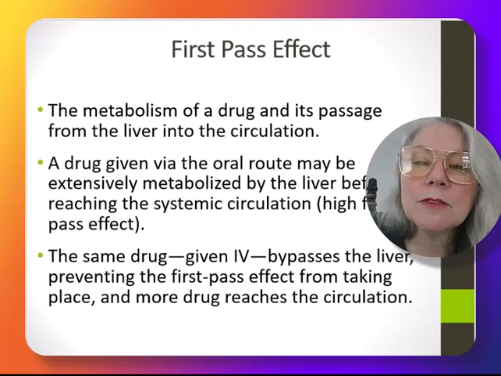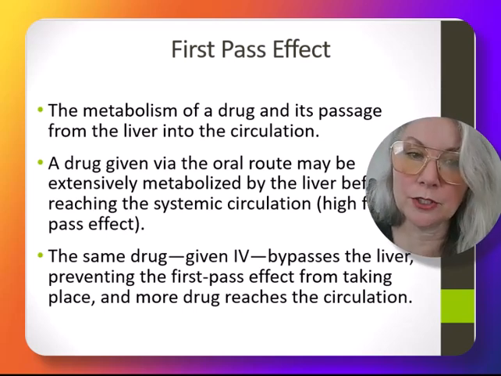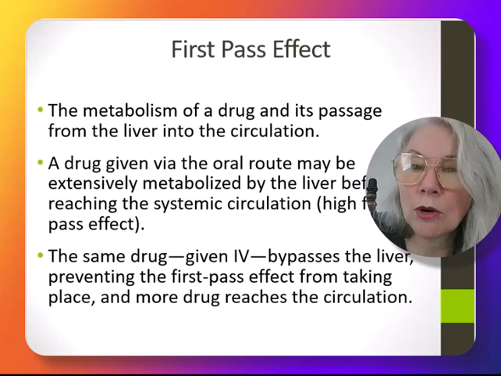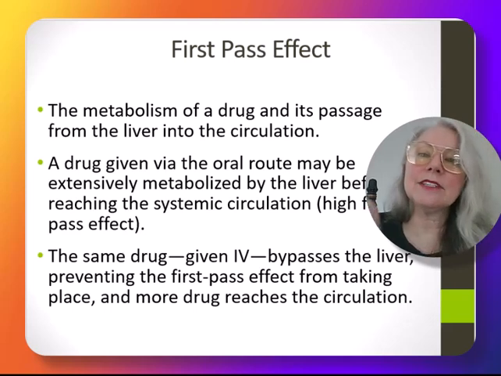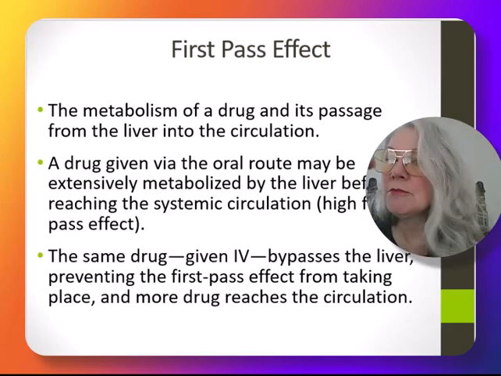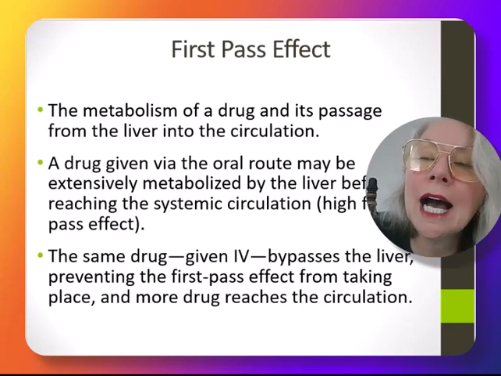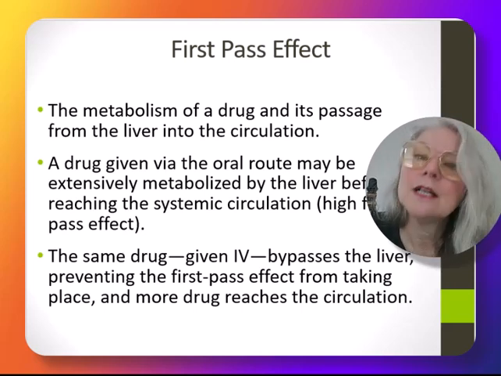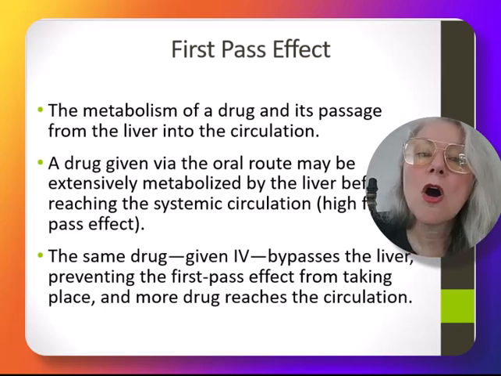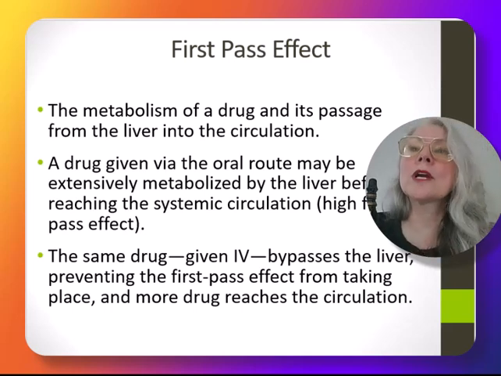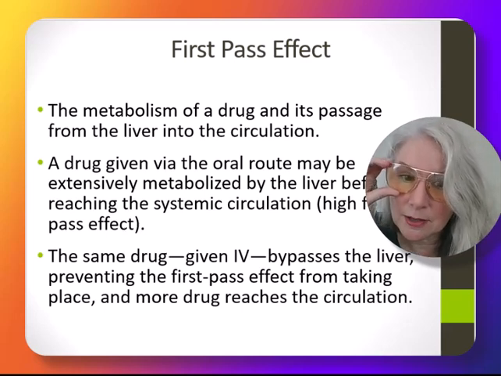So the metabolism of a drug and its passage from the liver into our systemic circulation, meaning our bloodstream. If you give a drug orally through the mouth, some drugs can be extensively metabolized by the liver before ever reaching the systemic circulation, meaning they have a high first pass effect. So you take a drug that has a high first pass effect, you'll have almost no working molecules getting spit out of the liver into the systemic circulation.